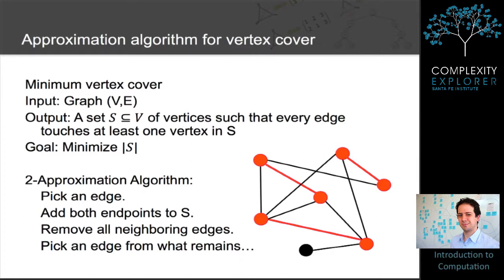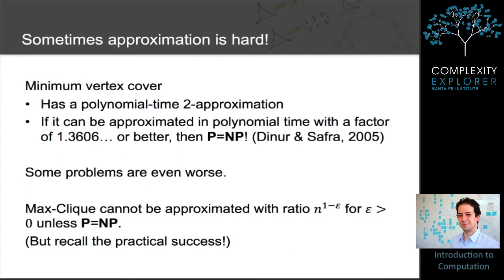So this is often a very powerful paradigm. And here, minimum vertex cover is an NP-complete problem, yet there's a very simple polynomial time two approximation algorithm. However, there are limits to this. Sometimes, even approximation can be hard. For example, we just saw that minimum vertex cover has a polynomial time two approximation. But Dinur and Safra in 2005 showed that if minimum vertex cover can be approximated in polynomial time with a factor better than 1.36, then in fact P equals NP. So the P not equal NP question, can brute force search always be optimized, still stands in the way even of approximation algorithms.